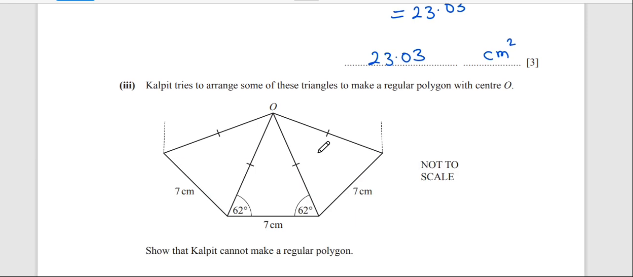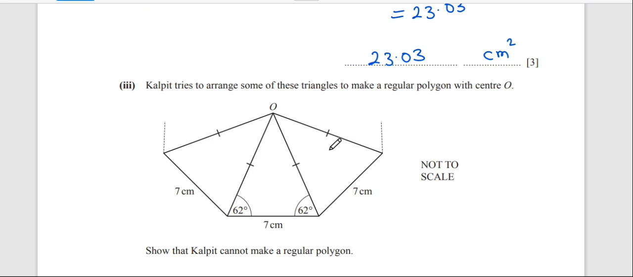Next, they ask us to look at the arrangement of some of these triangles to make a regular polygon. What they're asking is, if we continue putting all these triangles around the point O, are we going to get a complete polygon to cover all the spaces? There are many ways to do this. I'm going to do it with one method, then I can also explain another way.